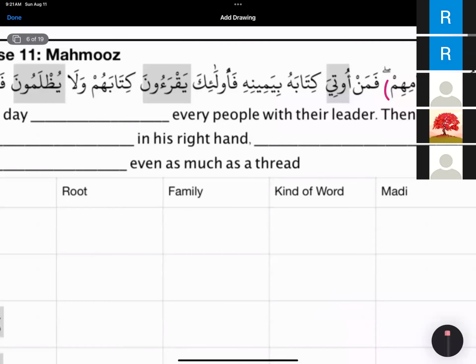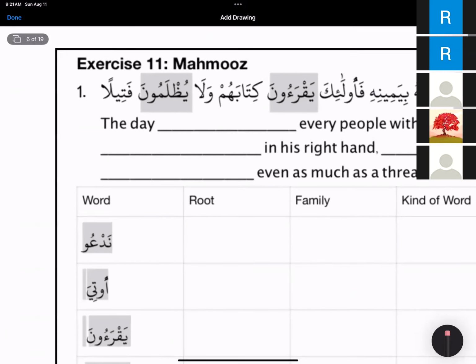So those are the ones who will read kitabahum, their book of record. So they will read their book of record, and what they found: wala yuzlamuna fatila. And this is the statement, wala yuzlamuna. What kind of la is that? La nafiya.